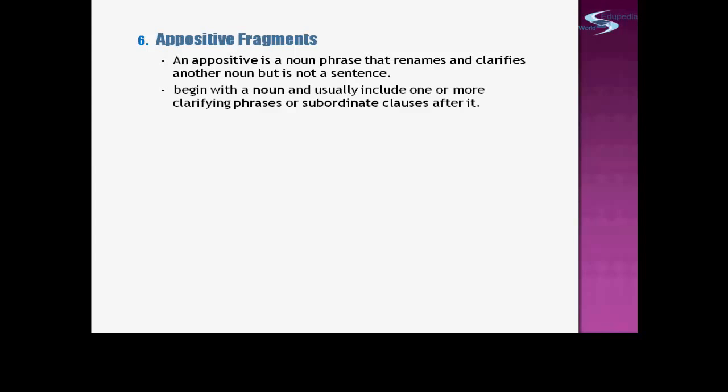Number 6. Appositive fragments. An appositive is a noun phrase that renames and clarifies another noun. Because an appositive can be long, you can sometimes mistake one for a complete sentence. By itself, however, an appositive is not a sentence. It usually begins with a noun and usually includes one or more clarifying phrases or subordinate clauses after it. Okay, here are the examples.